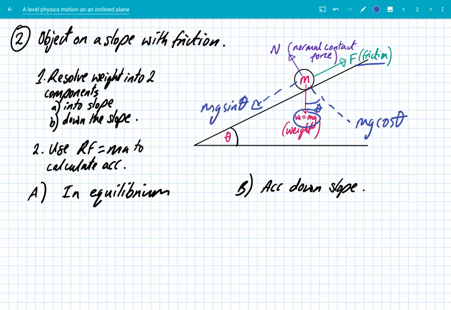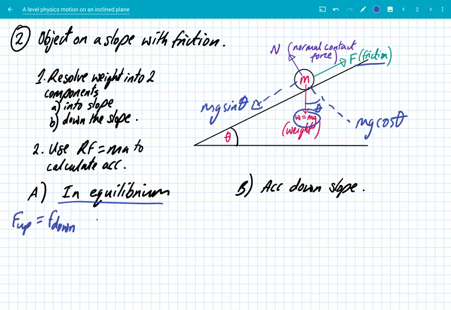There's two things that could be happening to this object. The first case is that this object is in equilibrium. That means this ball is not actually rolling down the slope, it's just staying where it is. In equilibrium means that the forces are balanced. So the force up the slope has got to equal the force down.